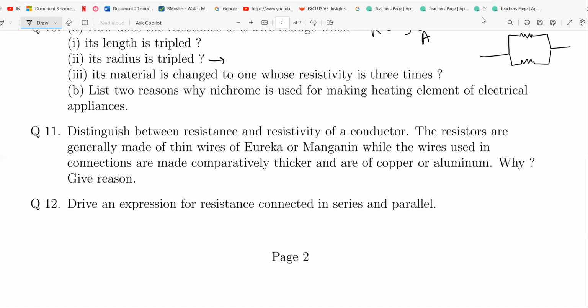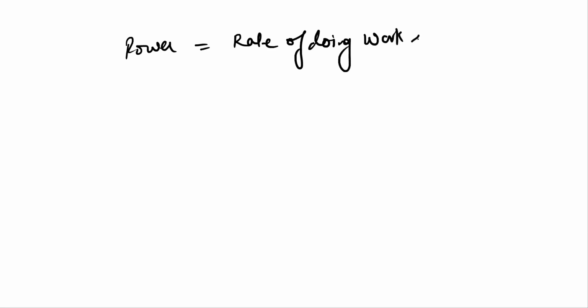So today we're going to study power. Okay, what is power? Power is the rate of energy consumed in a certain time. Yeah, power is the rate of doing work, you know. Rate of doing work is called power. Okay.